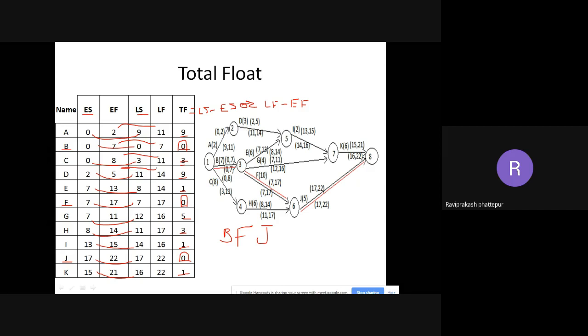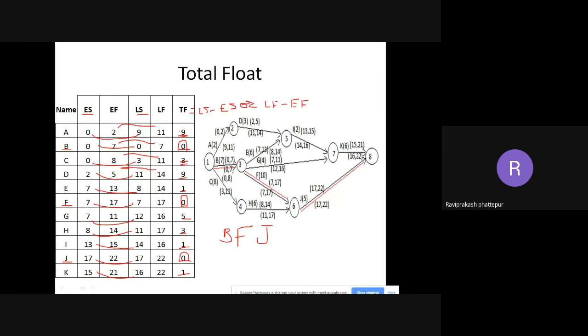But whatever time you are getting here, see here, 9. For A we are getting 9. For B it is 0. For C it is 3. That means I can alter that many days. For A, I can take 9 days extra, whatever the duration unit is. Here they have given days, not hours. So I can delay it by 9 days, but you should not do it.